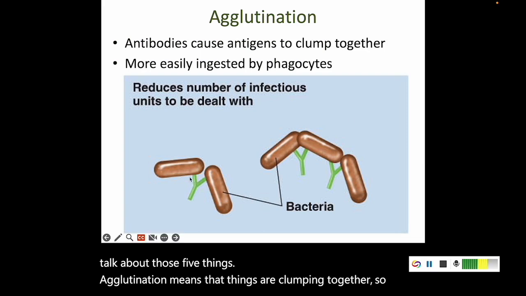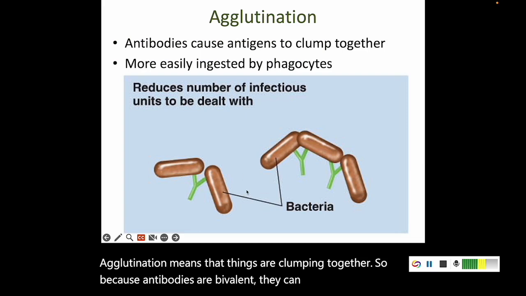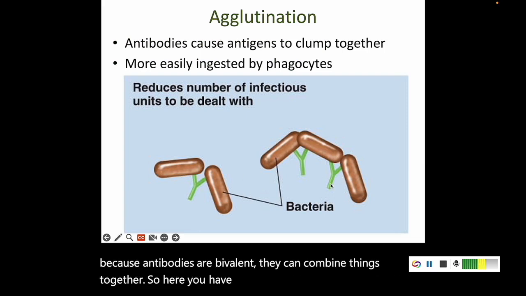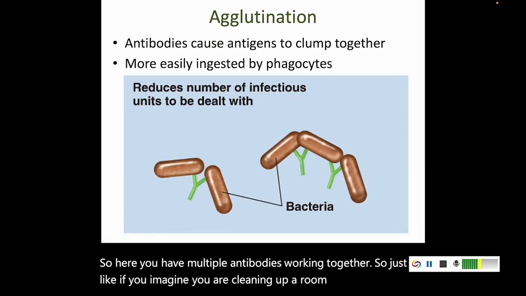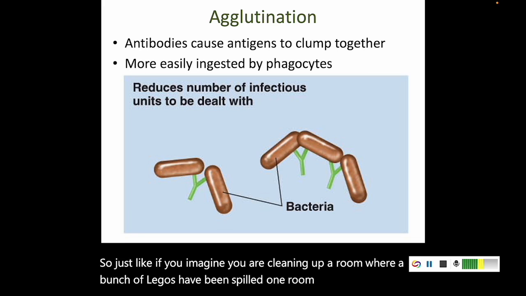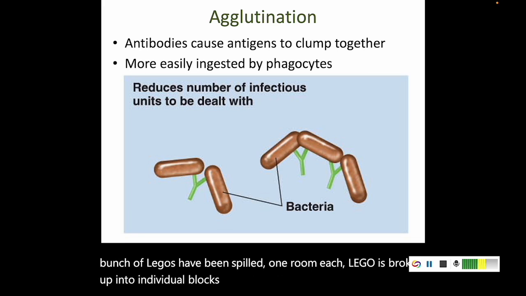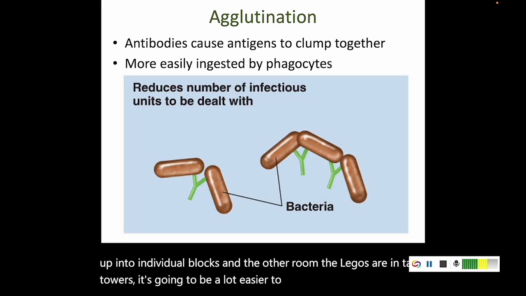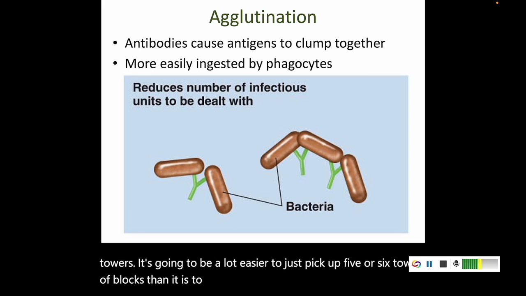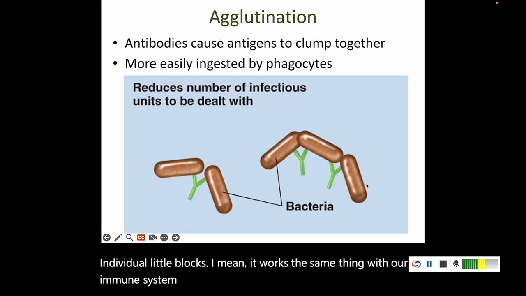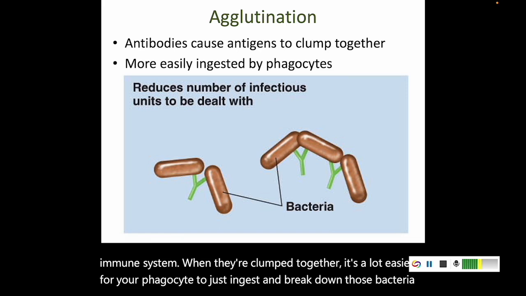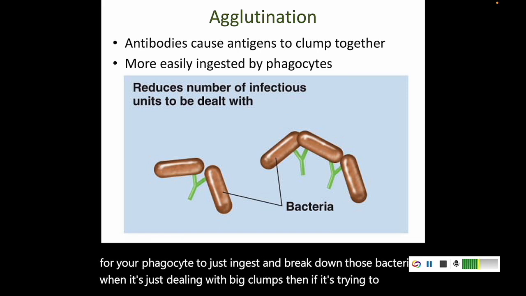Because antibodies are bivalent, they can combine things together. So here you have multiple antibodies working together. Just like if you imagine you are cleaning up a room where a bunch of Legos have been spilled. In one room, each Lego is broken up into individual blocks, and in the other room, the Legos are in tall towers. It's going to be a lot easier to just pick up 5 or 6 towers of blocks than it is to clean up 2,000 individual little blocks. It works the same way with our immune system. When they're clumped together, it's a lot easier for your phagocyte to ingest and break down those bacteria when it's just dealing with big clumps than if it's trying to find a bunch of individual pieces.